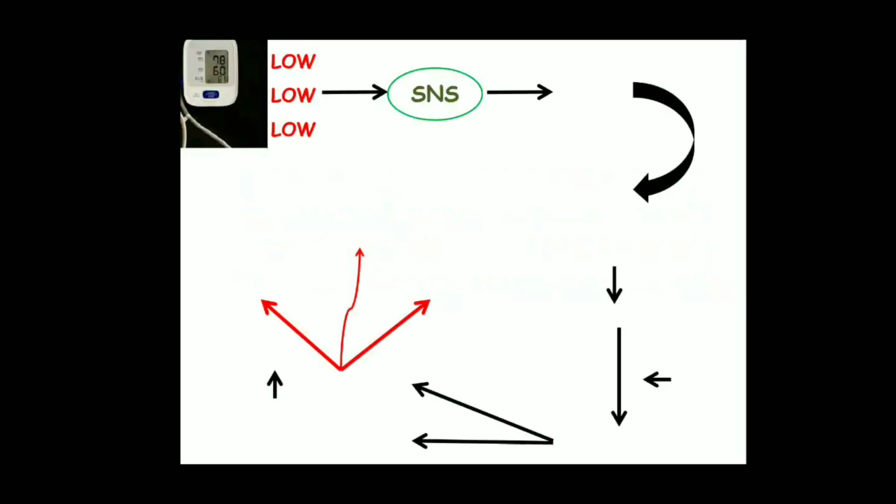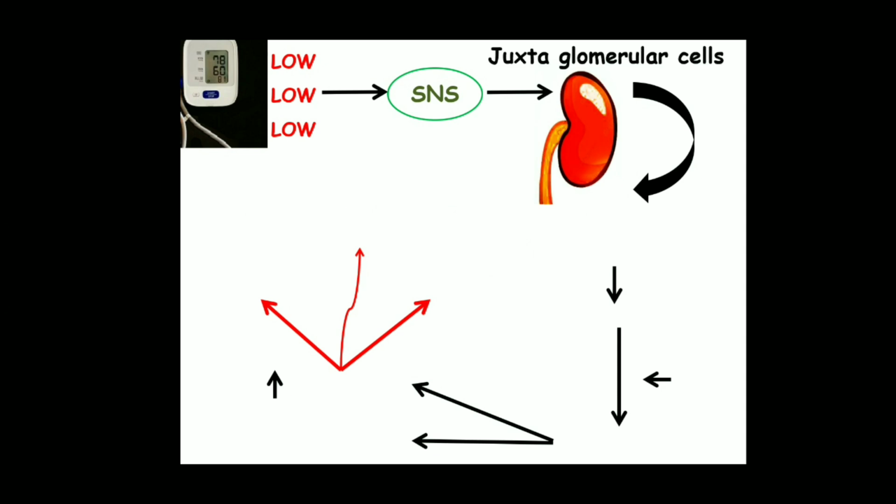When there is low BP, the sympathetic nervous system stimulates the JG cells of the kidney, and the JG cells are juxtaglomerular cells. These produce renin, and renin activates a protein produced by the liver, and this protein is angiotensinogen. In the presence of renin, angiotensinogen is converted to angiotensin 1.